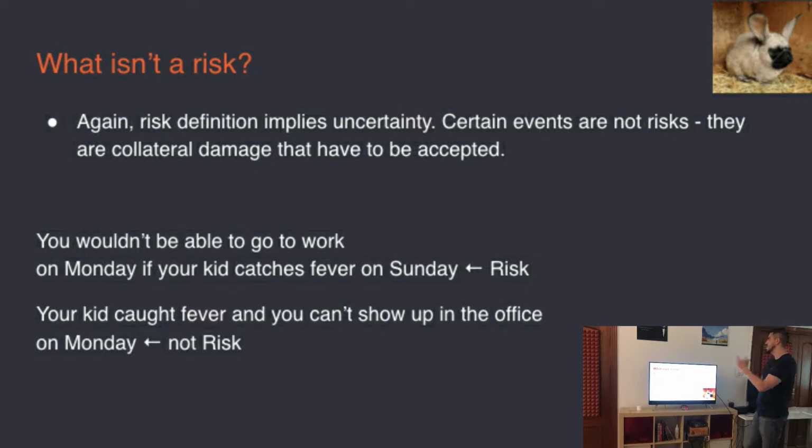So the risk definition implies uncertainty. Certain events are not risks. There is collateral damage that has to be accepted. That means that if you're in a bar and you'd like to talk to this girl, but you know you're that ugly that you're not going to pull it through, it's not a risk that she's going to reject you. This is the way it's going to be no matter what you do, right? So again, it's not a risk, it's certain. So you cannot treat certain events as risks. And this is another fallacy one has to avoid to successfully do it.